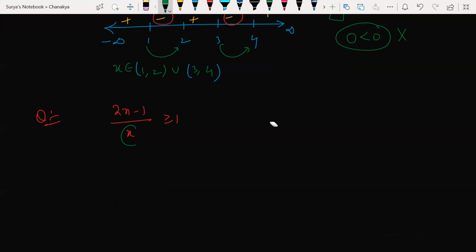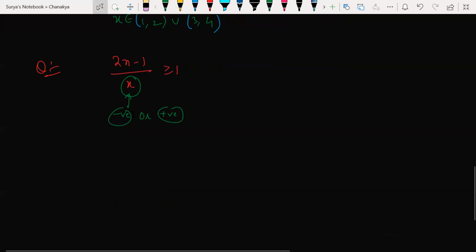x can be either positive or negative, right? So I do not know whether x is positive or negative. Let's take x positive, what happens? 2x minus 1, x greater than or equal to 1. So 2x minus 1 greater than or equal to x. Look at it here, beta. I do not know whether x is positive or not. You straight away can't multiply here. Understood my point?